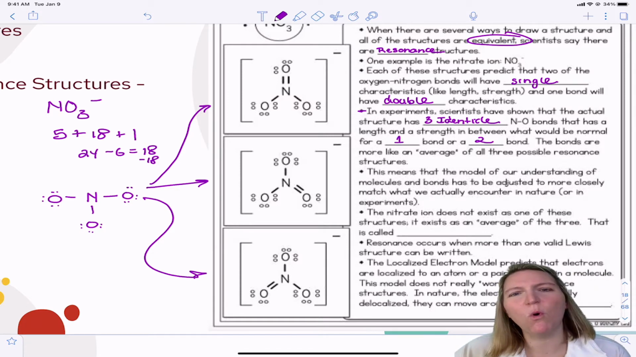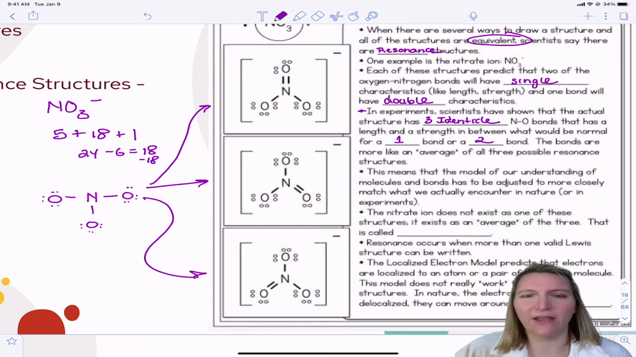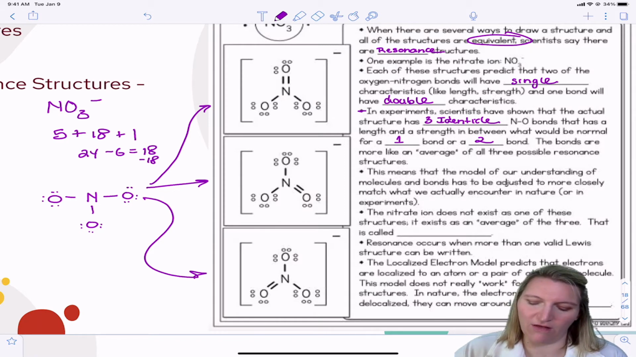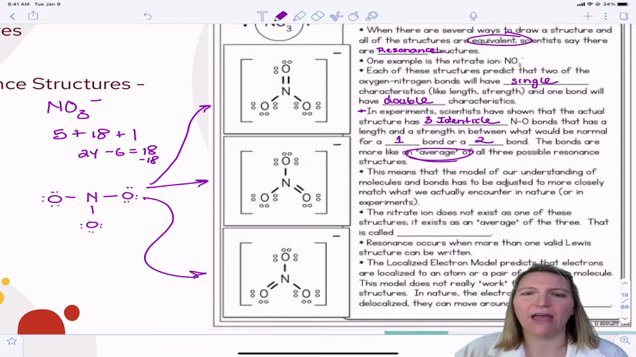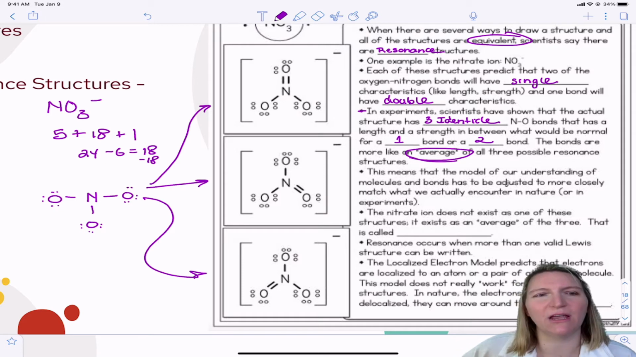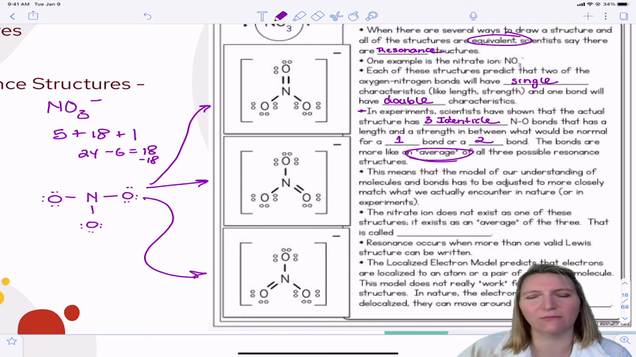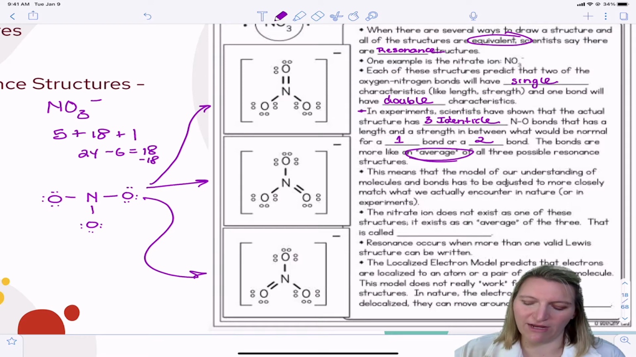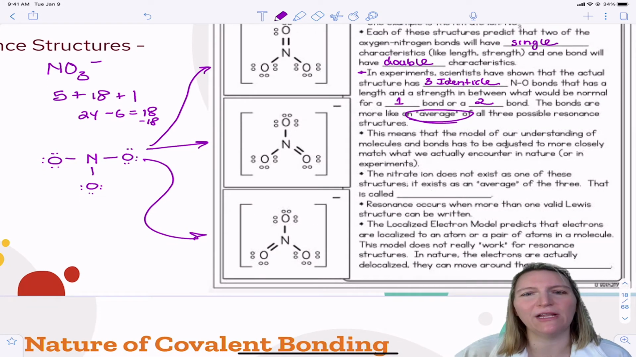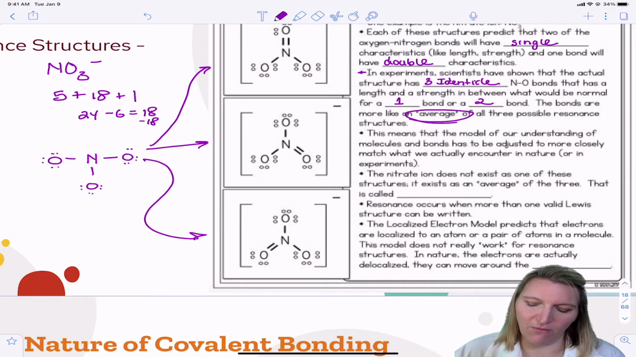So in nitrate, it's not the picture on the top or the picture in the middle or the picture on the bottom. It's more of an average of the 3. That's key: it is never one of these. Some students get the misconception that the double bond changes, that sometimes it's with the top oxygen and sometimes it's with the oxygen on the left or the right. And that is not true. It's really like 1 1/3 bond spread out throughout the entire molecule.